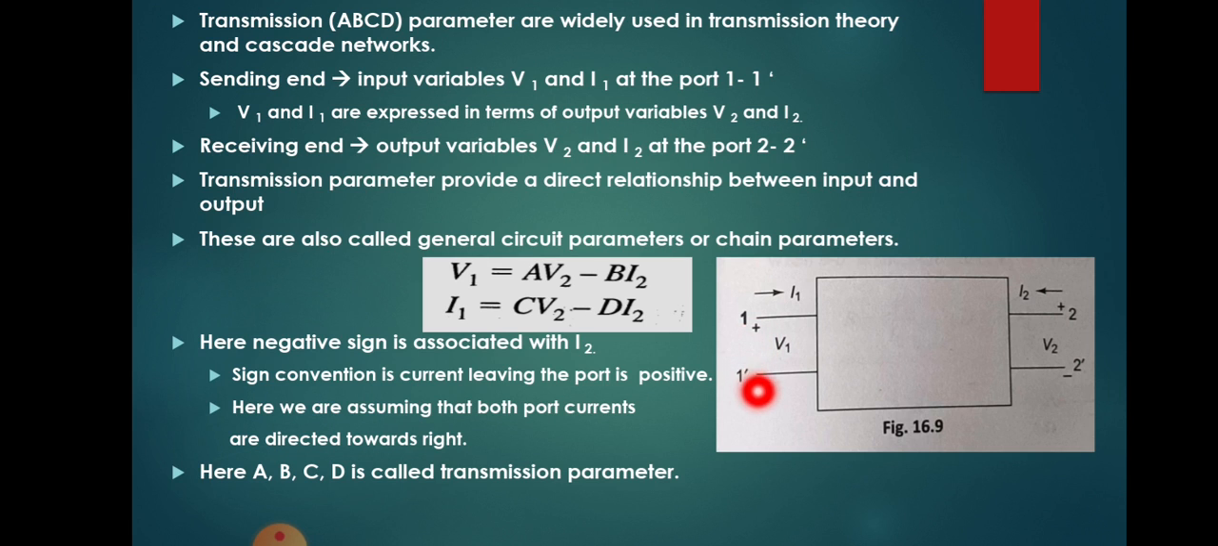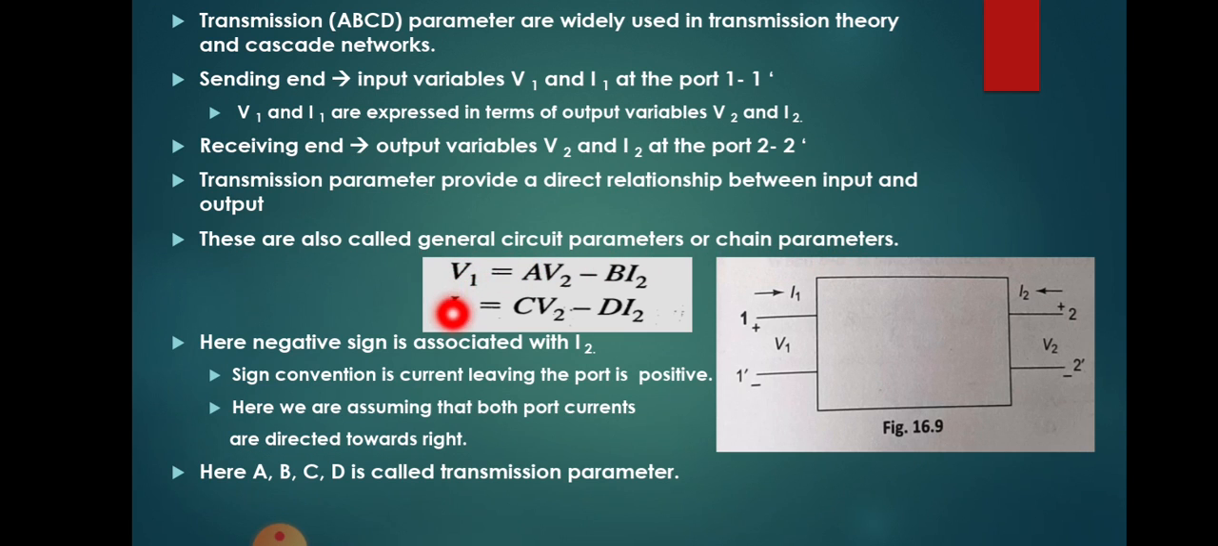So in the case of transmission parameters, we represent the input variables V1 and I1 in terms of V2 and I2. So V1 and I1 will be the dependent variables and V2 and I2 will be the independent variables. So transmission parameters provide a direct relationship between input and output. And these parameters are also called circuit parameters or chain parameters.